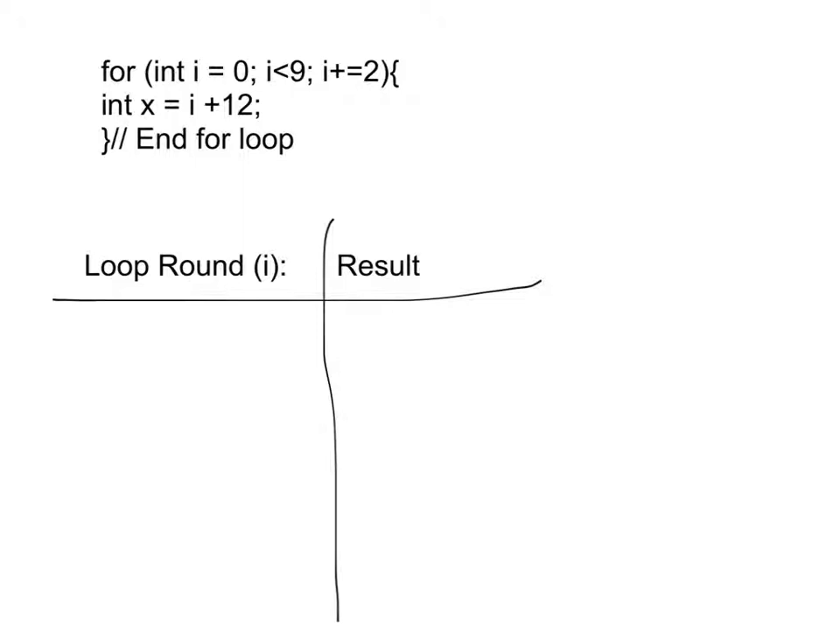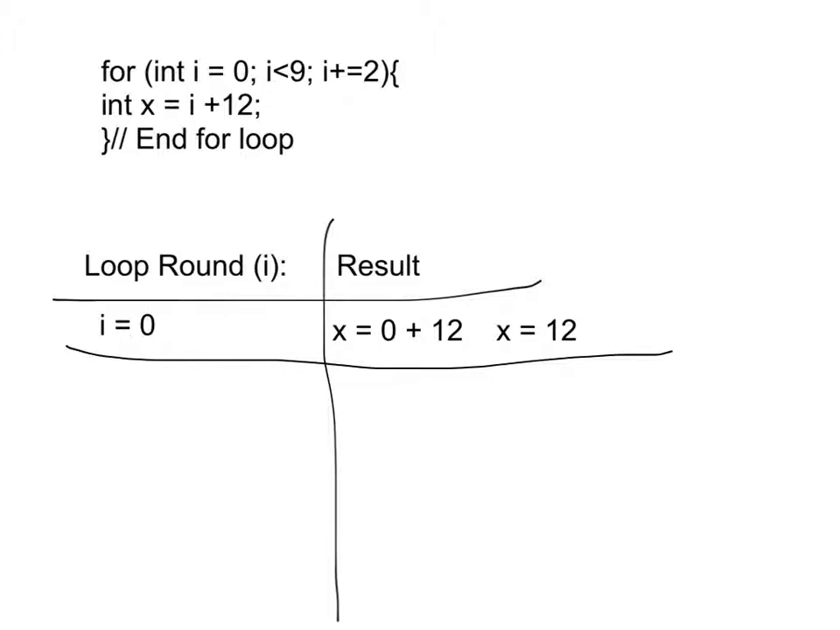Our I right now is equal to 0, and as a result, x equals 0 plus 12, so x equals 12. Simple enough there, but what happens for our progression? Because we're no longer increasing I by 1. Now we're increasing I by 2, so for our next loop round, I is actually equal to 2. Because here in the third part of the loop, that's where we control what I is going to be. So now when we come over here, x equals 2 plus 12, so x equals 14.